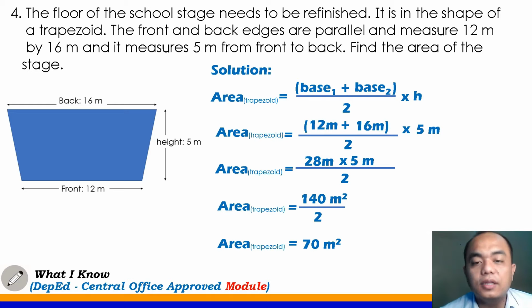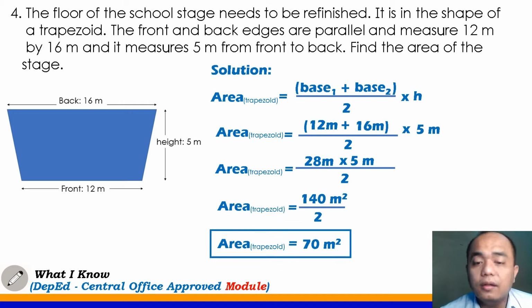Nakuha natin yung 70 sa pag-divide ng 140 divided by 2. Ito yung area ng trapezoid. So, meaning, this would be the area now, no, that needs to be refinished. Yan yung area ng stage na tinutukoy sa ating problem number 4. So, ang area niya is 70 square meters.